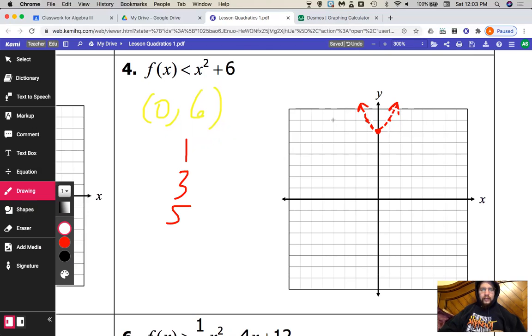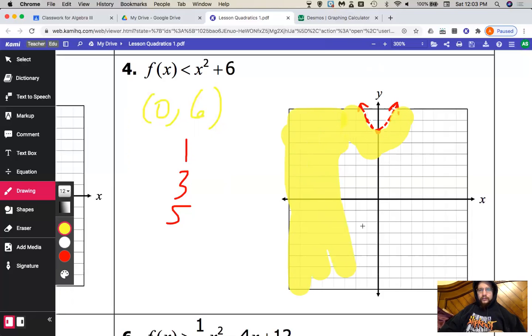Test the point. I like testing 0, 0. In this case, 0 is less than 6, so it works. So I'm going to shade outside of the parabola this time. It's all this stuff out here. So first I'm going to nice and easy trace around the parabola. And I'm going to get all this, everything else.